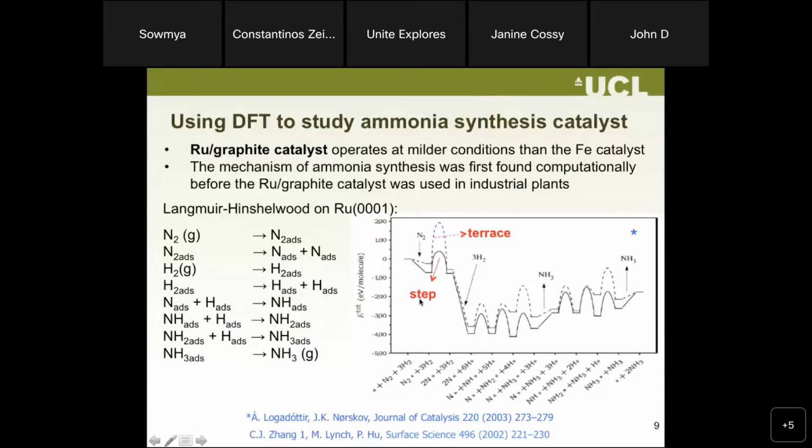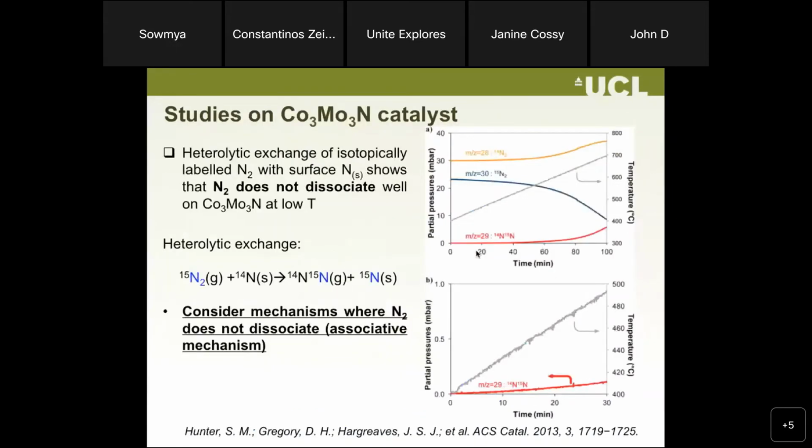And they found that the rate determining step in this mechanism was actually the dissociation of nitrogen, which happens more readily at steps rather than terraces. So if you had a step, that would actually increase the rate of the reaction quite substantially.